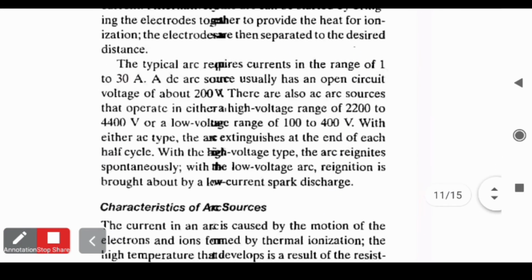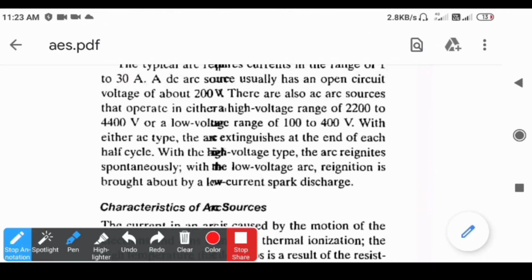Okay, so the typical arc requires a current in the range of 1 to 30 ampere. For the initial generation of the arc we require a current of around 1 to 30 ampere. For generation of this much current we can use DC voltage or AC voltage.